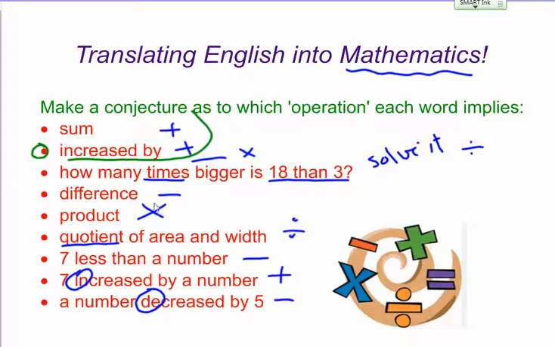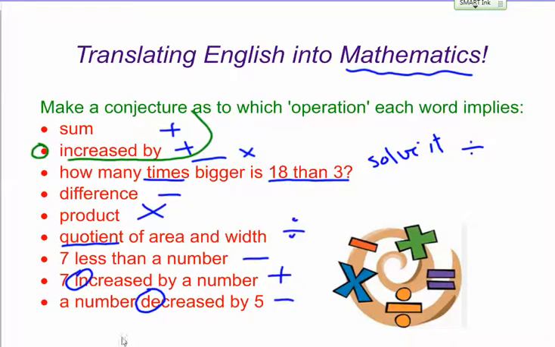If the word difference is used, that means the answer when you subtract. Product is the answer when you multiply. Quotient is the answer when you divide. 7 less than a number is subtraction. 7 increased by a number is addition. A number decreased by 5 is subtraction. D means down, or to get lower. In means up, or to get bigger.